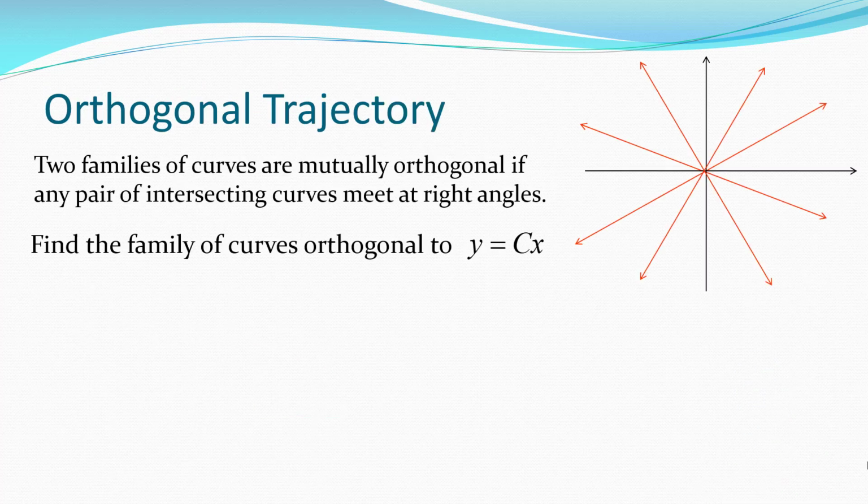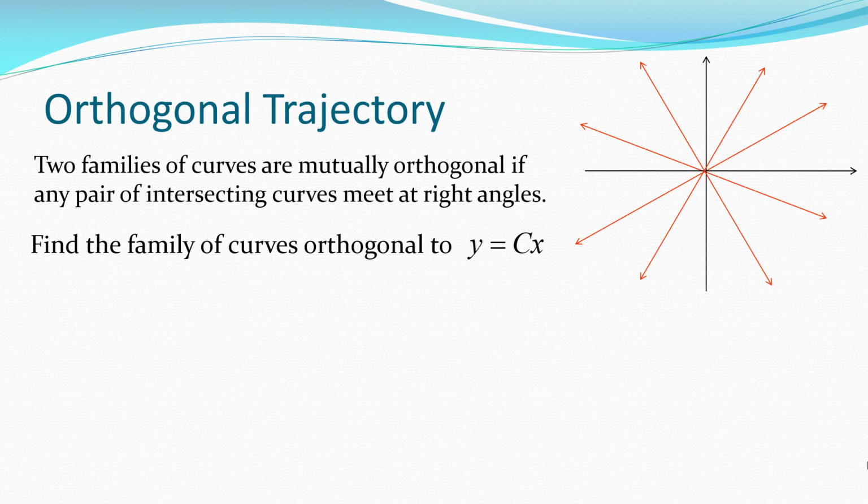Another great example of using differential equations to model some kind of phenomenon is when you have a family of curves and you want to know another family of curves that's orthogonal to the first. If you have two families of curves, they are called mutually orthogonal if any pair of intersecting curves, one from one family and one from the other, always meet at right angles.